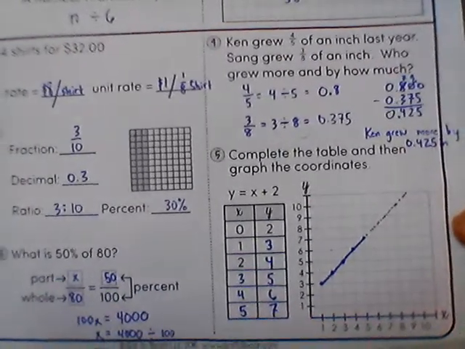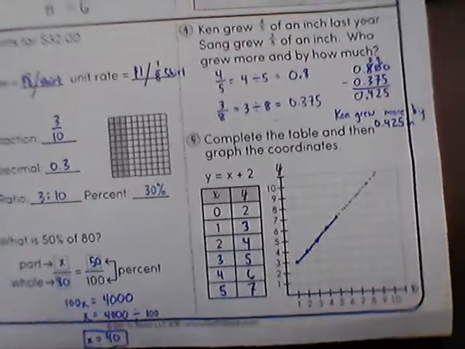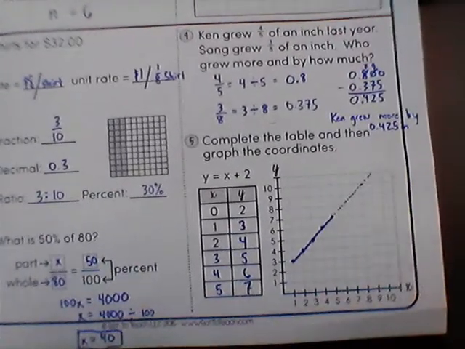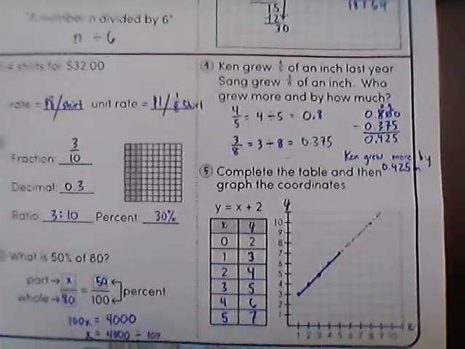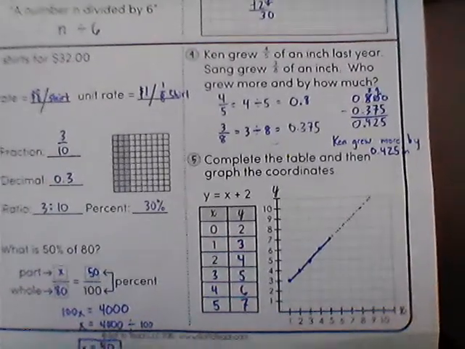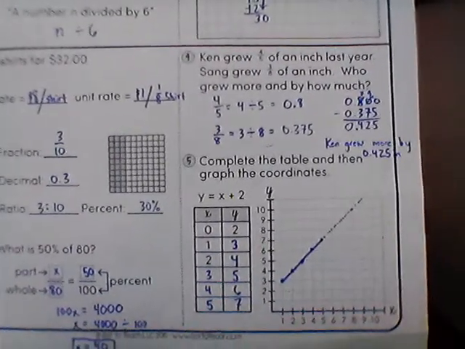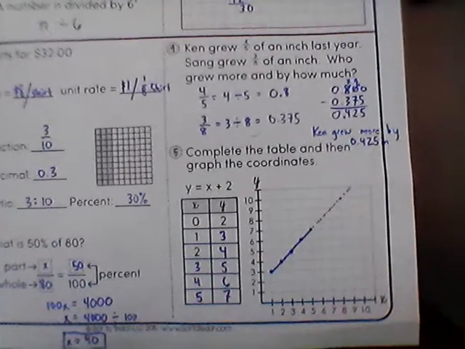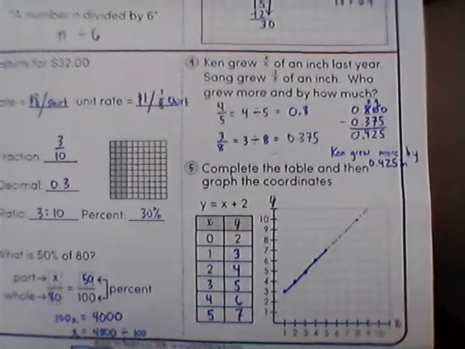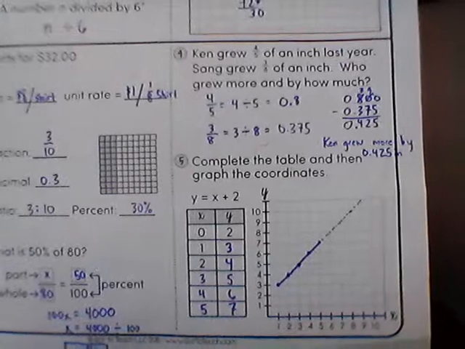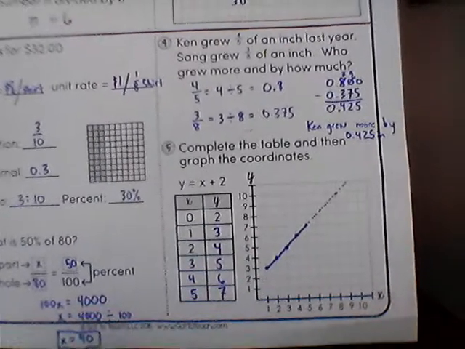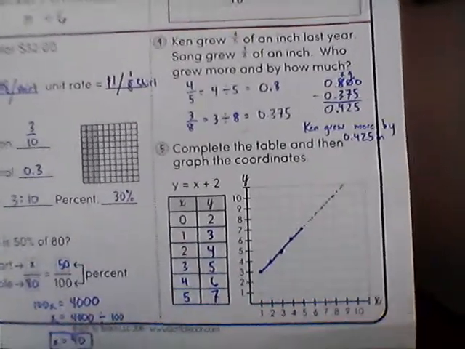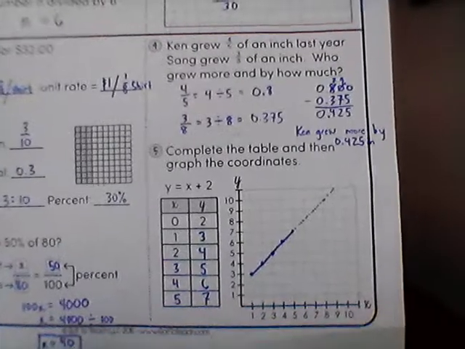Number 4, you're going to divide 4 divided by 5 and 3 divided by 8. You'll find, if you use a calculator, since you're at home, you might as well, you'll find the decimal values of each. Then you'll just do a quick subtraction, and you'll find that Ken grew more, and he grew more by 0.425 of an inch. So he grew significantly more than Sang grew.